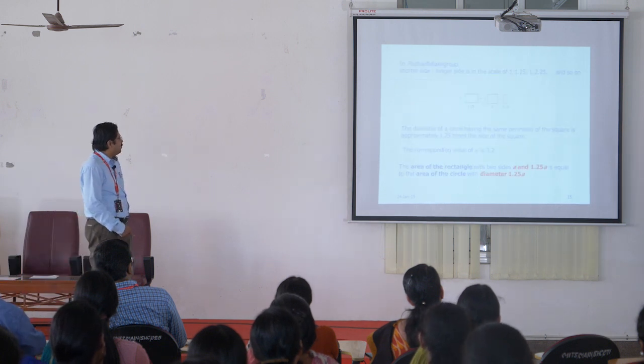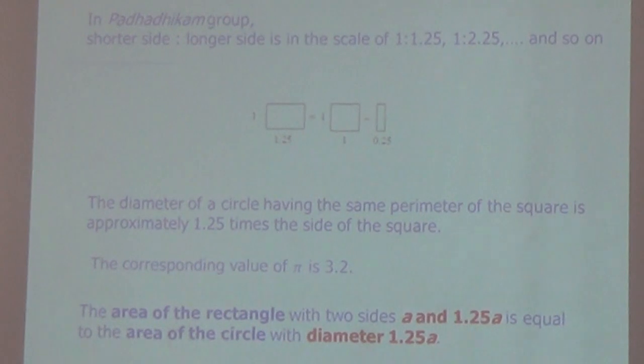Again, we will see if there is anything more. In the Parthian group, the shorter side to the longer side is in the scale 1:1.25, that is 4:5. The next one is 1:2.25, that is 4:9, and so on. So you can see the diameter of a circle having the same perimeter as the square is approximately 1.25 times the side of the square.